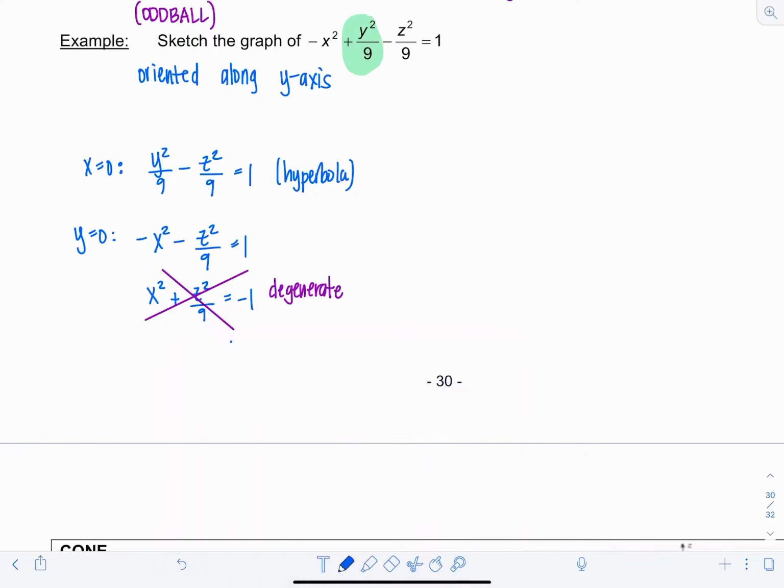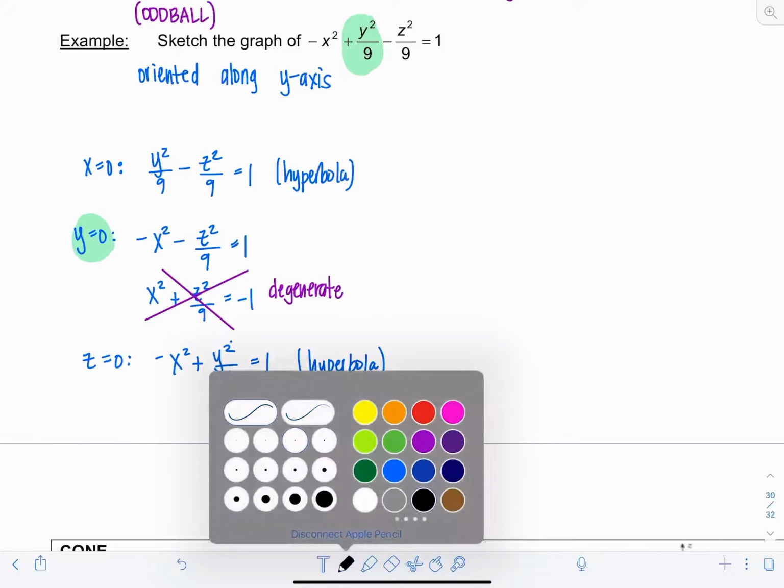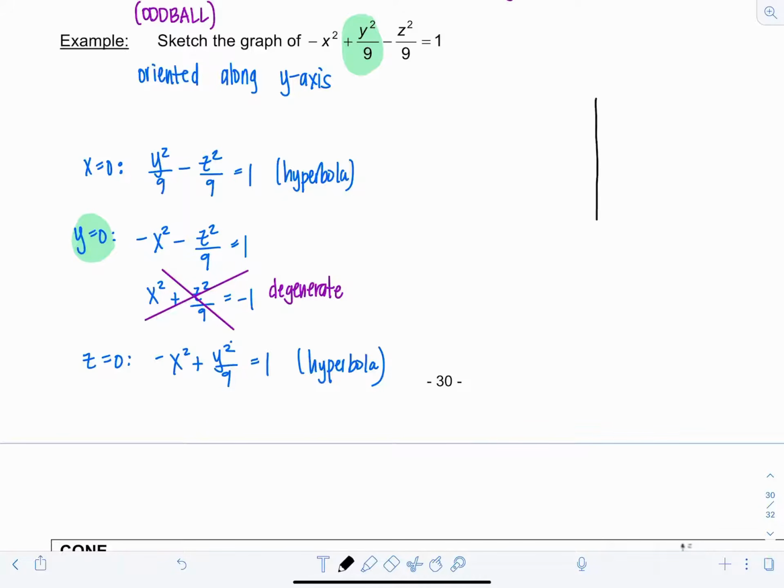And then the last trace we're going to consider is if z is equal to 0. And so we would have, let's see, negative x squared plus y squared over 9 equals 1. So that's another hyperbola. Now, sometimes when you get a degenerate case, you need more traces still. So then what you would do is let y equal something other than 0 to help you graph. But in this case, these two traces are going to be plenty because I know it's oriented along the y-axis and I can draw enough of a graph with what I have.